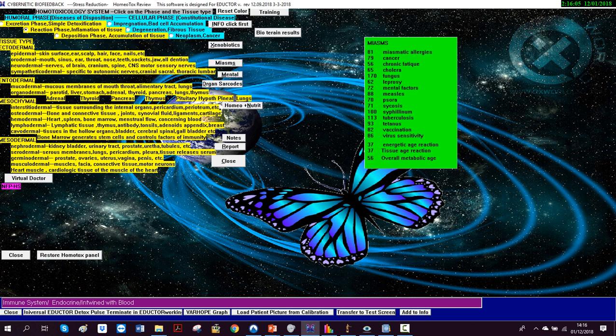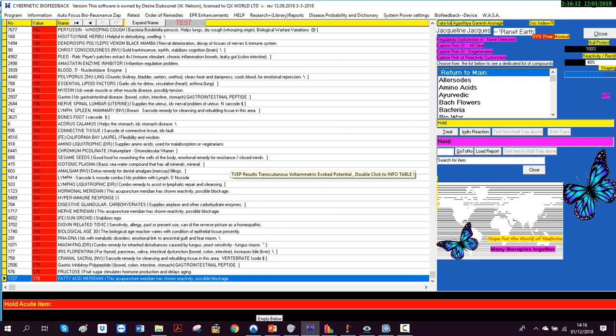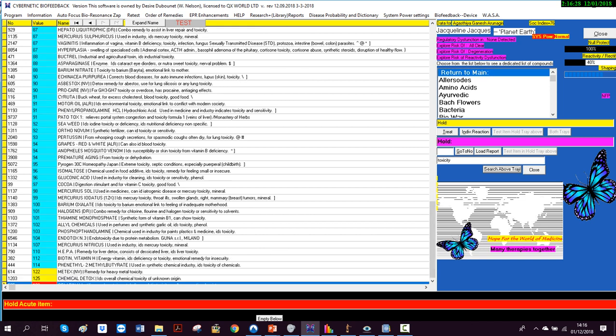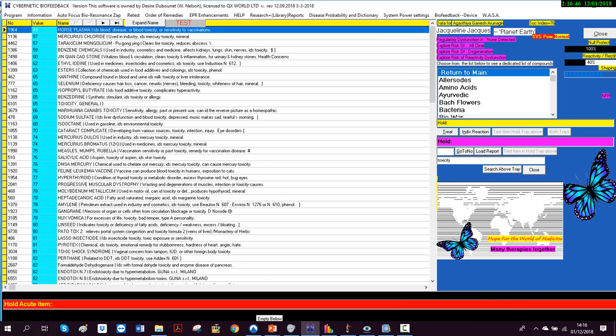We can check how sensitive the client is to toxicity. What we can do here is click and write toxicity. Let's say we go with toxicity. I will make it very simple, just to show you how we can work with the matrix. We are trying to find this toxicity, and I have here general toxicity.